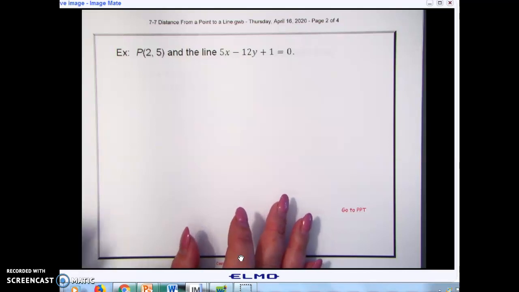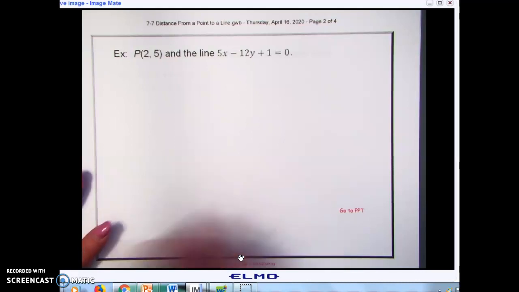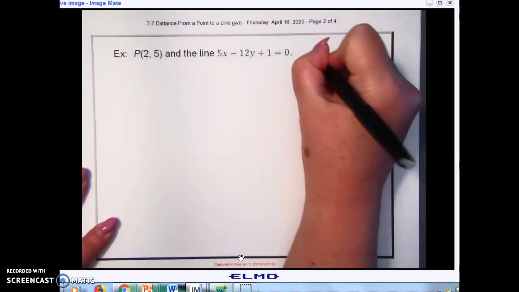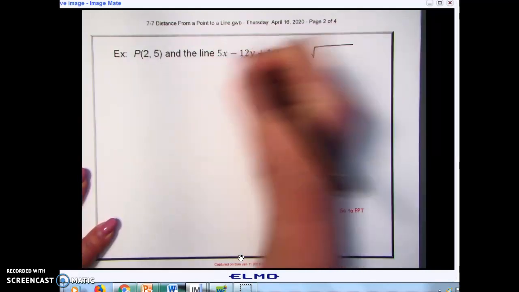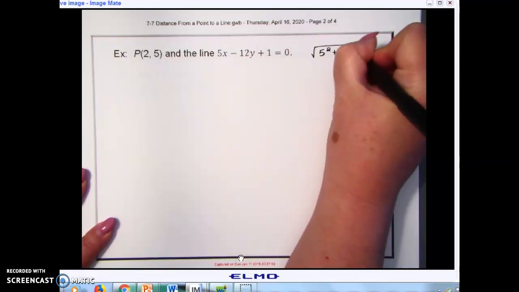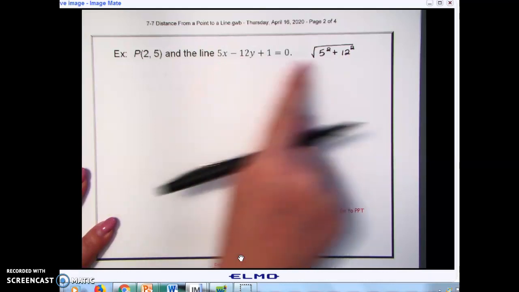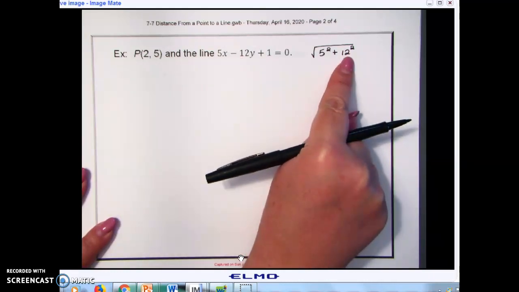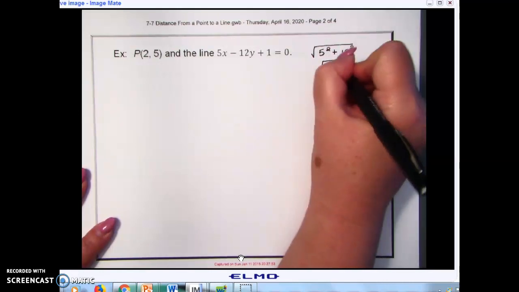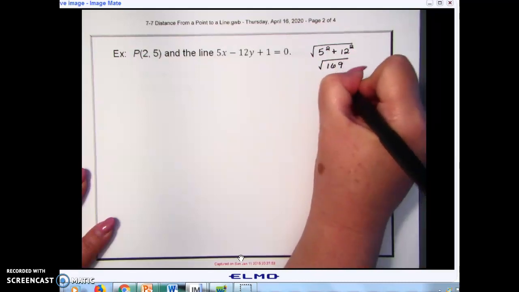So for the sake of time, I'm going to go ahead and move forward. So the first thing again we need to do is put this into normal form. That means we're going to do the square root of a squared, so a is 5, plus b squared, which is 12. And if you notice, I'm not worrying about that negative on the b, because when I square it, it's going to become positive anyway. So this becomes the square root of 25 plus 144, which is 169, and the square root of 169 is 13.